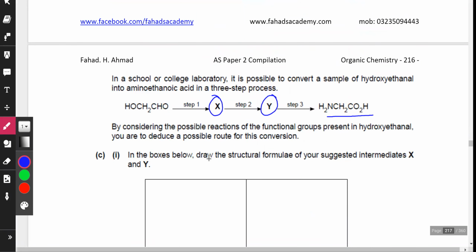So the right side is not that difficult. This side is the aldehyde. You want to convert that into a carboxylic acid. That's not an issue. What you're going to do is oxidize it eventually. So the aldehyde would get oxidized into a carboxylic acid. But how do you get an amine over here on the left side? How do you convert an alcohol into an amine?